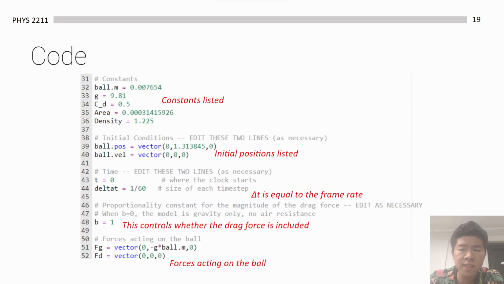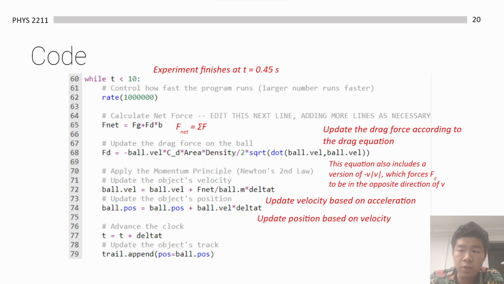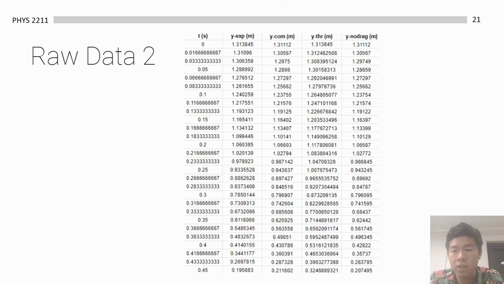You can see that the constants and initial positions are listed. Delta t is equal to the frame rate, and we have these forces that are acting on the ball. And we also have the drag equation here that is updated every single step, as well as the velocity and the position. So here is the raw data that I obtained for the computational model.